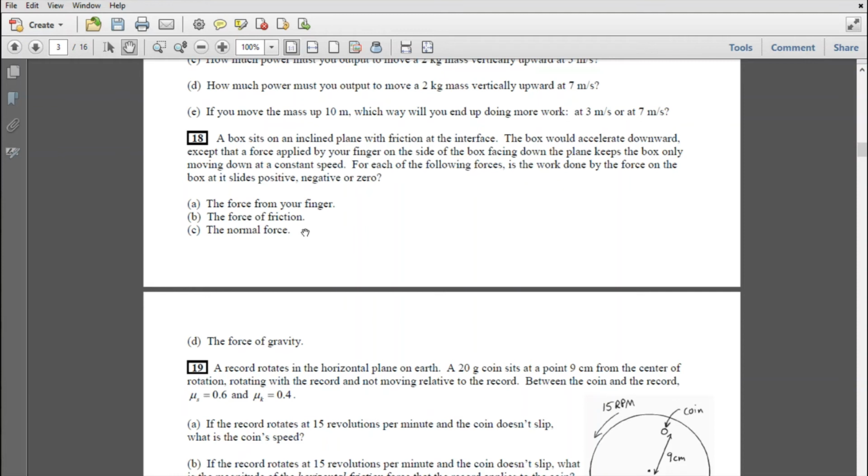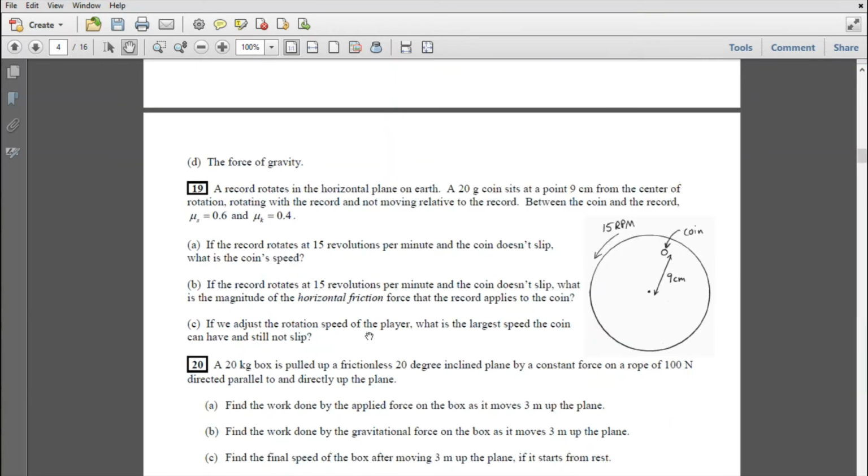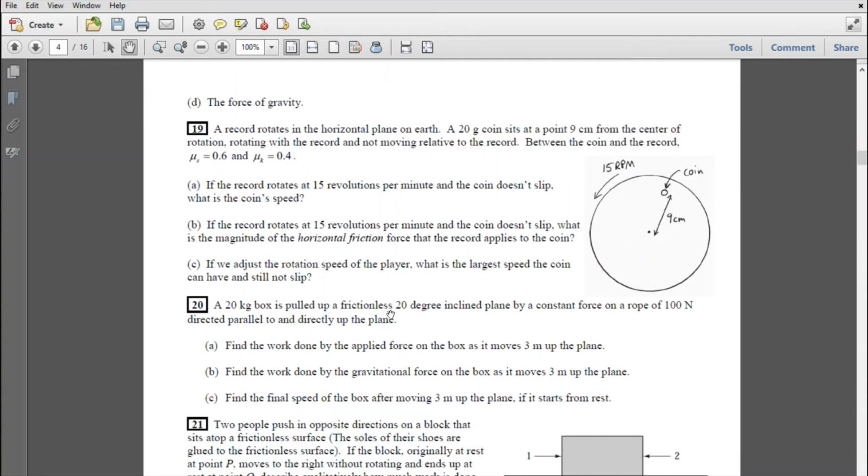C, the normal force, does 0 work because it's perpendicular to the direction of motion. And D, the force of gravity, is more or less along the direction it's going. Gravity's trying to pull it down the plane, and it is going down the plane, so gravity does positive work. Fx times delta x. If we take delta x to be going down the plane, the positive x direction, then Fx would be positive for gravity.